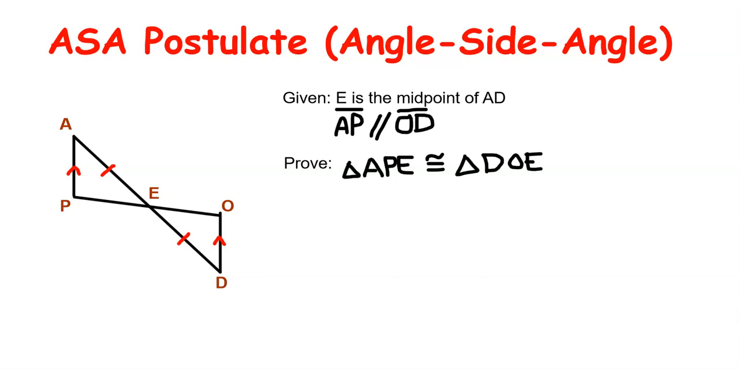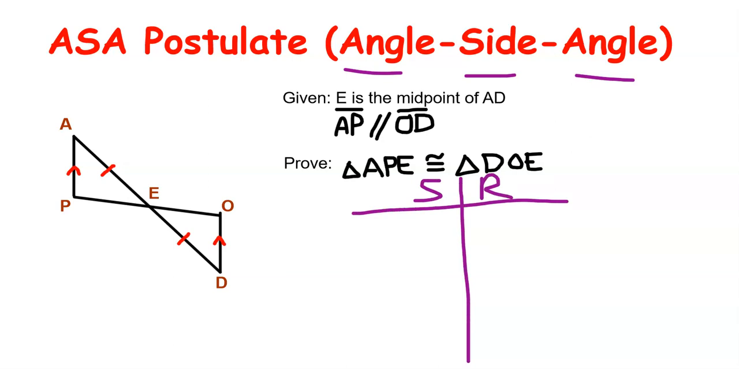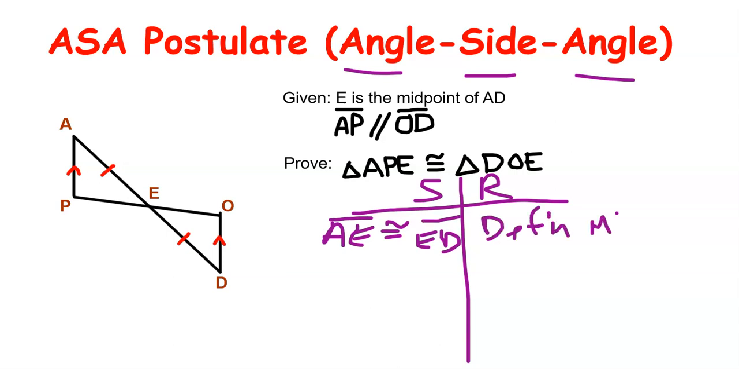So again, with the ASA postulate, what we want is an angle, a side, and an angle to be congruent so that the side is included between the two angles. Well, in our givens, which would always be the first step, even though we're not including it there for space reasons, we know that E is the midpoint of AD. That means that AE is congruent to ED, and that is by the definition of midpoint. So we have that in the diagram. Great, we have the side.